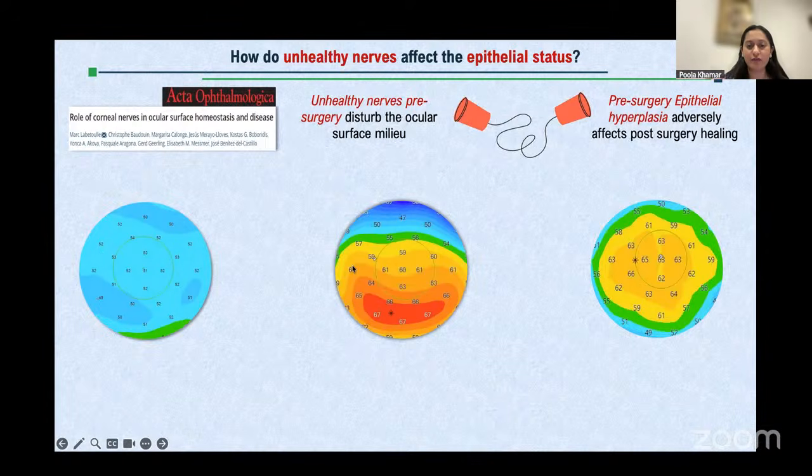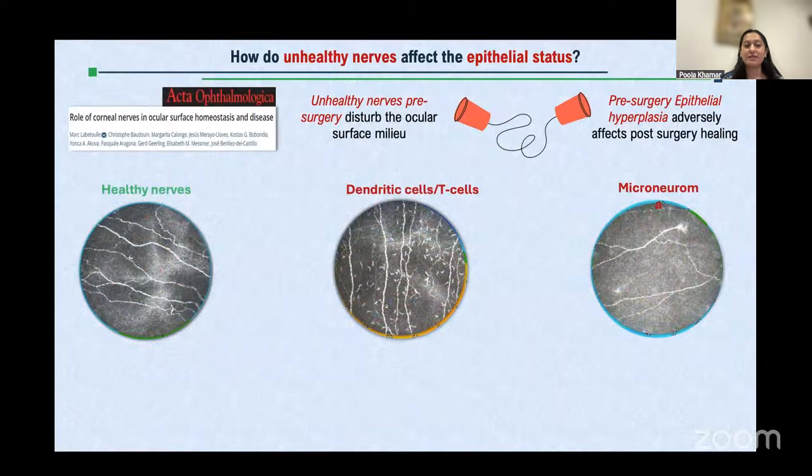But if they have a lot of dendritic cells, that means there's a lot of inflammatory process going on, and the epithelial is just going to be irregular. And this is just pre-operative and not post-operatively. And even a patient with microneuroma can sometimes have a hyperplastic or a thickened epithelium just to begin with, which may not look like this regular ones, but this is just thickened. And any value above 50 or 55 is just abnormal, and this is 63 here. And this is how the underlying health of the cornea looks like.